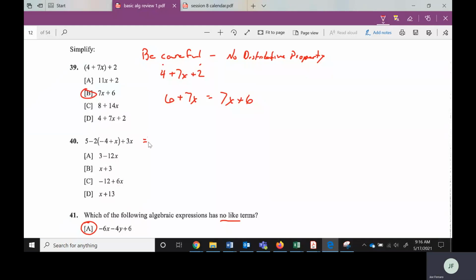So what this will end up being, the 5, and we have a minus, well, actually, I won't even do that yet before I write that down. We have a 5, and then we have a minus 2. Because the 2 is next to the parentheses, we have a minus 2 times a negative 4. So this is like a negative 2, negative and negative gives you a plus 8. Okay. Now we still have to do the second one.